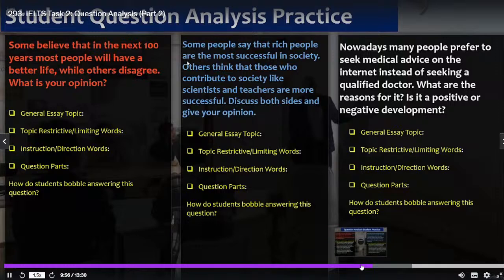Question 2, some people say that rich people are the most successful in society. Others think that those who contribute to society, like scientists and teachers, are more successful. Discuss both sides and give your opinion.